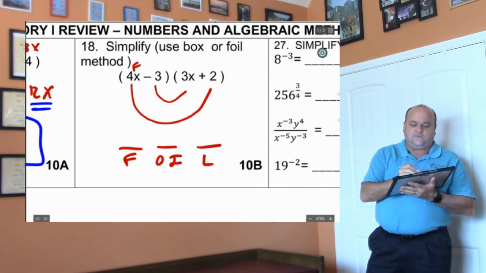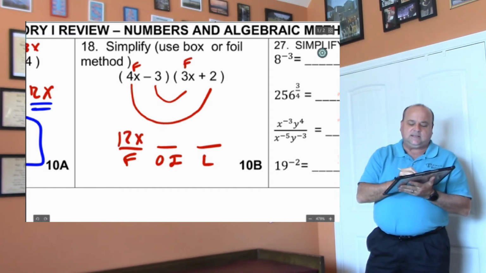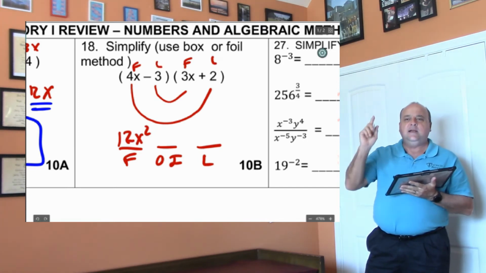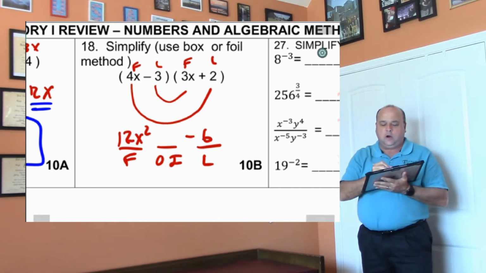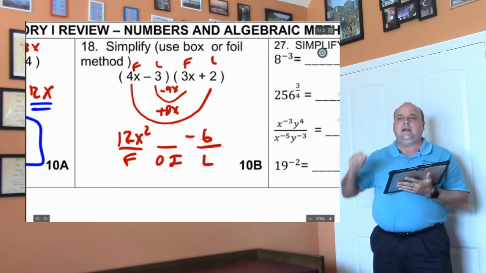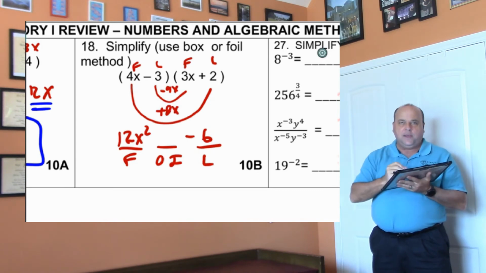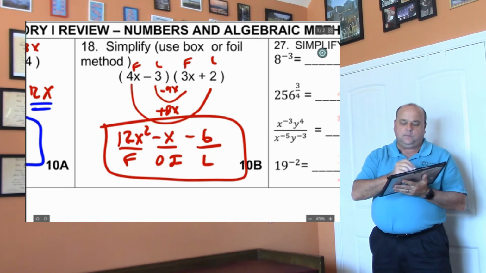The first terms are 4x and 3x, right? So 4 times 3 is 12. X times x is x squared. Then we're going to go to the last terms. Negative 3 times positive 2 is a negative 6. Now I'm going to do my arches. Negative 9x and plus 8x. Now then I'm going to add or subtract that outside and inside number. So negative 9 plus 8 is a negative 1x or a negative x. So this right here would be the answer.